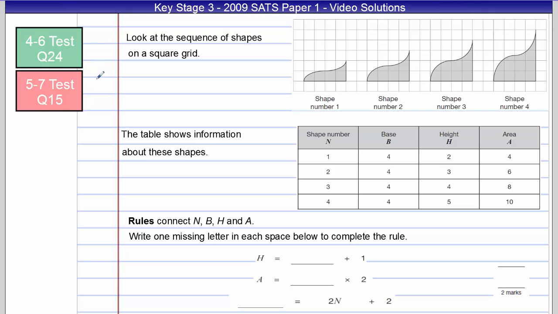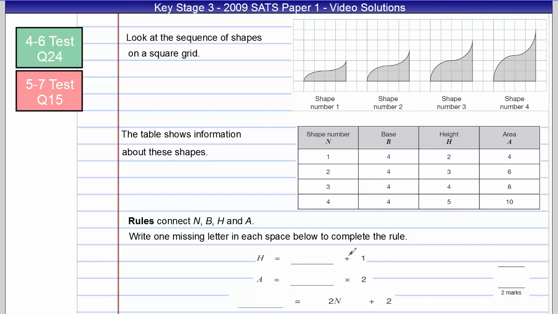Question 24 on the 4-6 test, question 15 on the 5-7 test. Look at the sequence of shapes on a square grid. Shape number 1, 2, 3 and 4. The table shows information about these shapes. So we've got the shape number, the base, the height and the area. Rules connect N, B, H and A. Write one missing letter in each space to complete the rule.